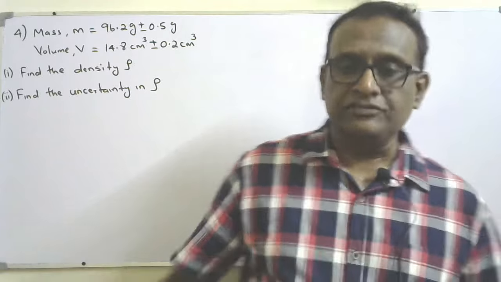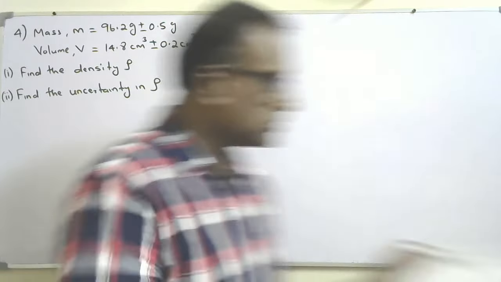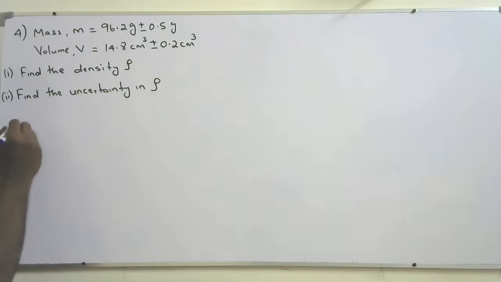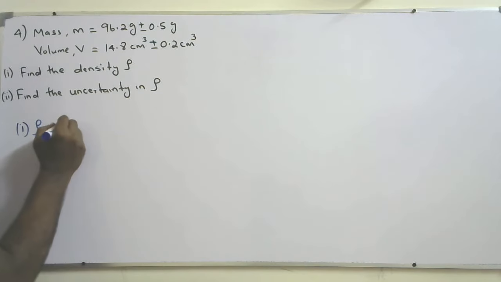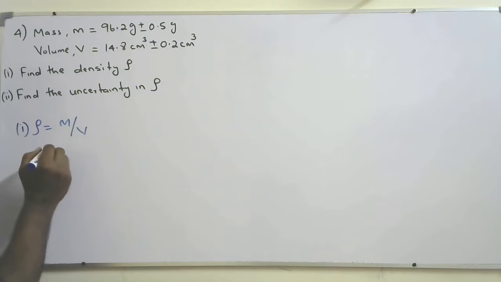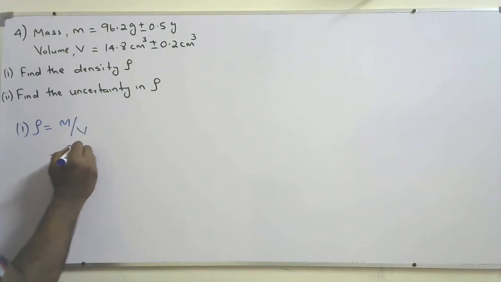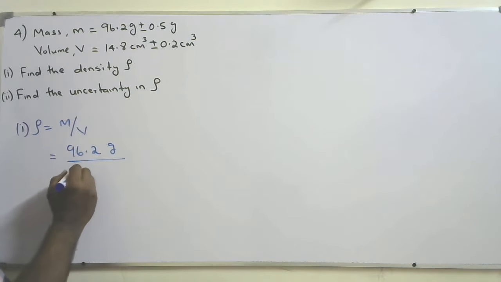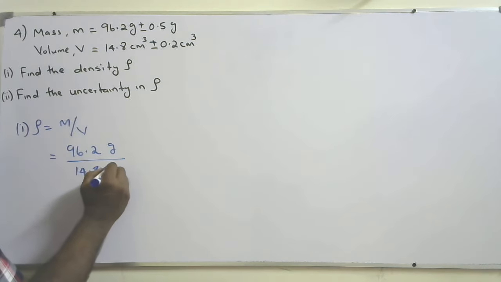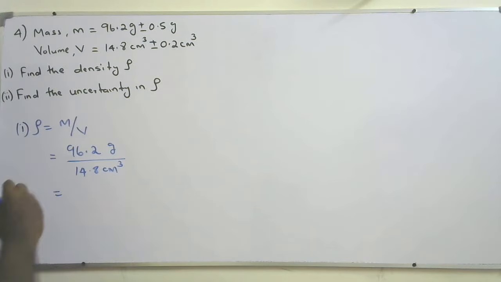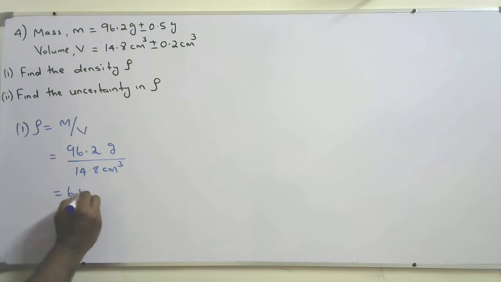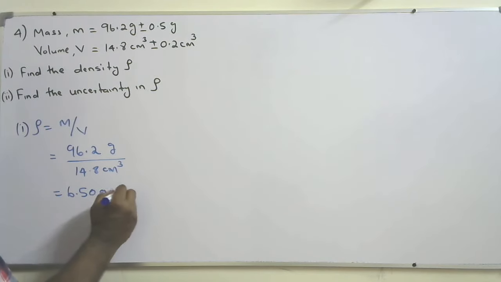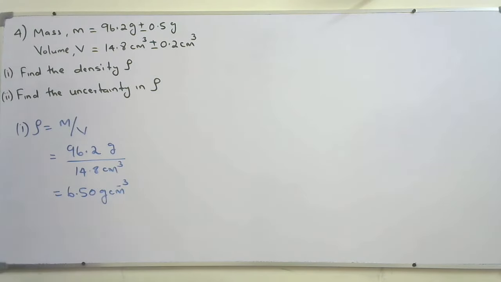Okay, so first I need to find the density. Density is given by mass over volume, you know that. So the answer for the first part: density equals mass over volume. Mass is given as 96.2 gram. Volume is given as 14.8 cm cube. So solve it. You can give it in 3 SF. When you solve, the density will be 6.50 gram per cm cube. That is the density.